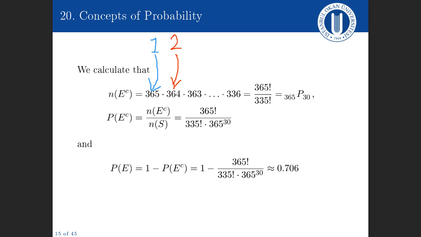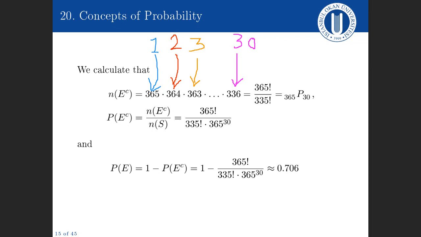What about student number 3? Student number 3 doesn't have the same birthday as student number 1. Student 3 doesn't have the same birthday as student number 2. So student number 3 has 363 days left that they could have their birthday, and so on. Multiplied by 362, multiplied by 361, and so on. And because we have 30 students, we end on, this is for student number 30, 336.